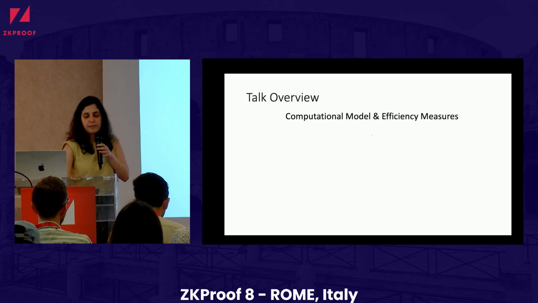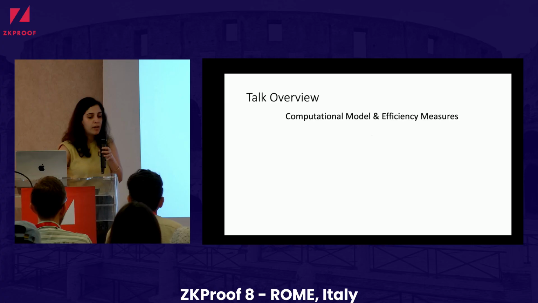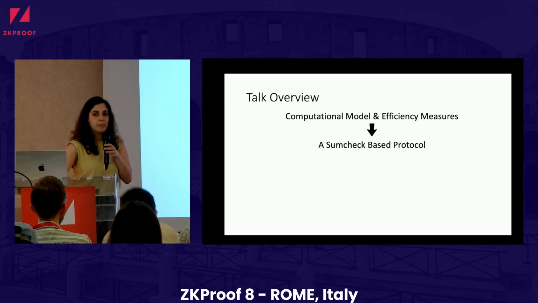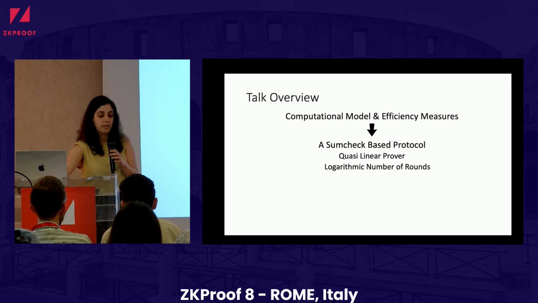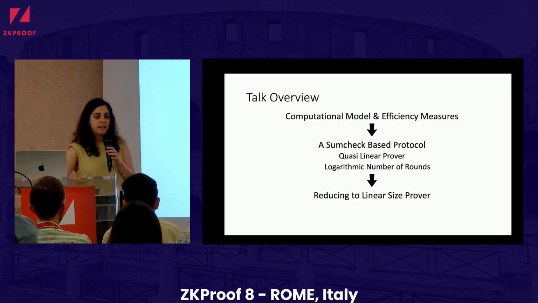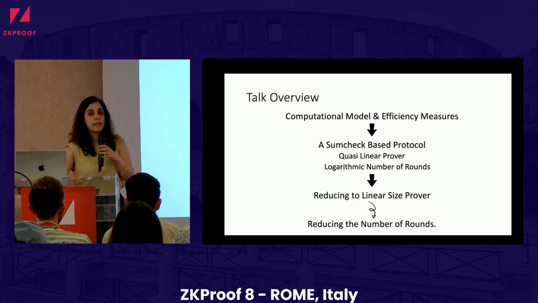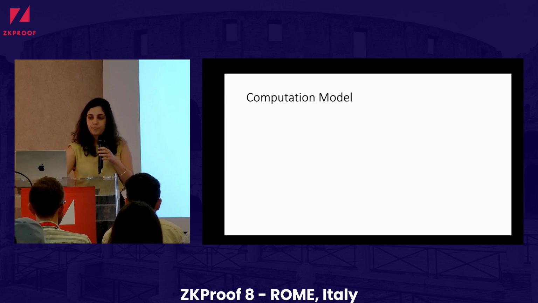So the talk overview is going to be the following. We'll start by defining the model and the efficiency measures. Then we'll see a sum-check-based protocol, which will have a quasi-linear prover and a logarithmic number of rounds. And then we'll work our way into reducing the prover complexity and then reducing the number of rounds.